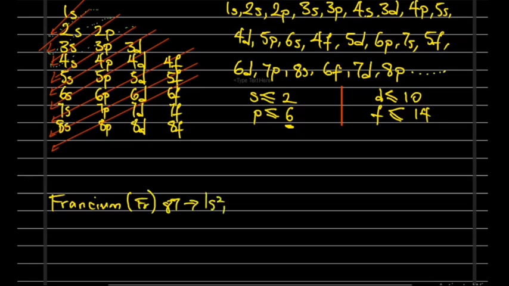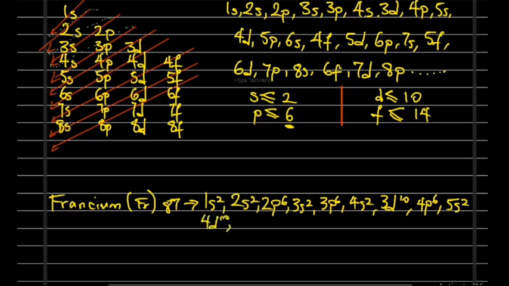1s2, 2s2, 2p6, 3s2, 3p6, 4s2, 3d10, 4p6, 5s2, 4d10, 5p6, 6s2, 4f14, 5d10, that's 80, 6p6, 86, and then 7s1.